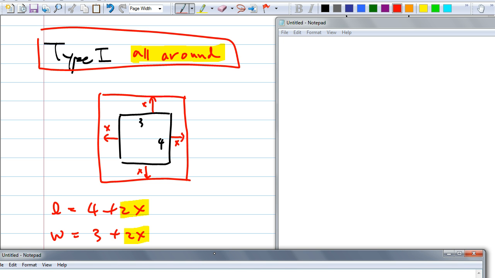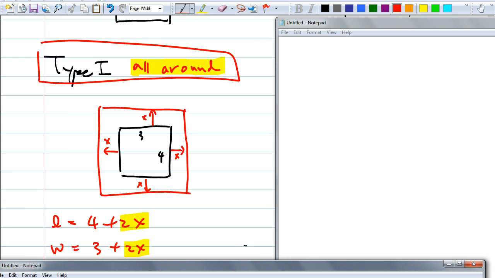No? Okay, I want you to discuss with your group. If you don't see it, ask your group member. You should be able to see why this is 2x here and not just x. Because if you just put x, this is how you're going to get it wrong. Okay, discuss. Ask your group member. How many people are still not convinced that this is 4 plus 2x for the length, 3 plus 2x for the width?